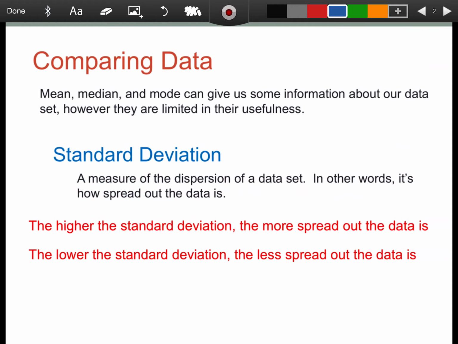So we're going to add a value here called the standard deviation, and the standard deviation is a measure of the dispersion of a data set. In other words, it's how spread out the data is. So the higher the standard deviation, the more spread out the data is. The lower the standard deviation, the less spread out the data is. The more tightly packed all my numbers are around the average, the lower the standard deviation. If my numbers are way spread out around the average, then I'm going to have a higher standard deviation.